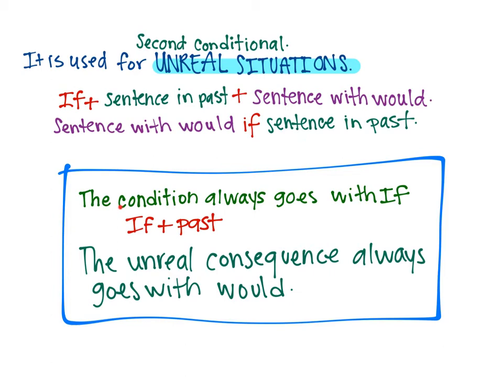Something that you have to remember is that the condition that goes with if always takes a verb in past after that. And the unreal consequence always goes with would. You cannot add the condition with would. It has to be always with simple past.